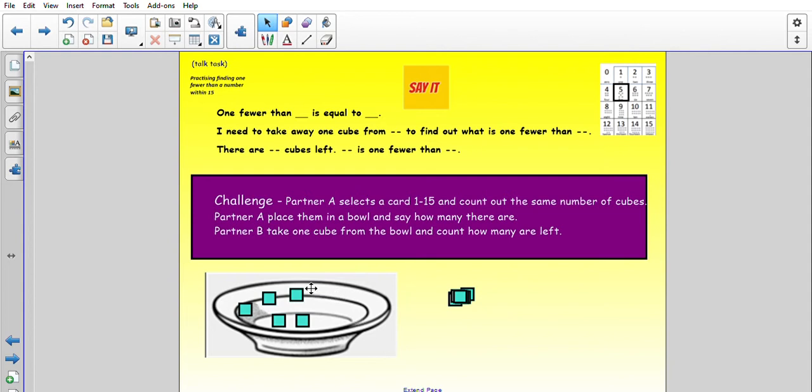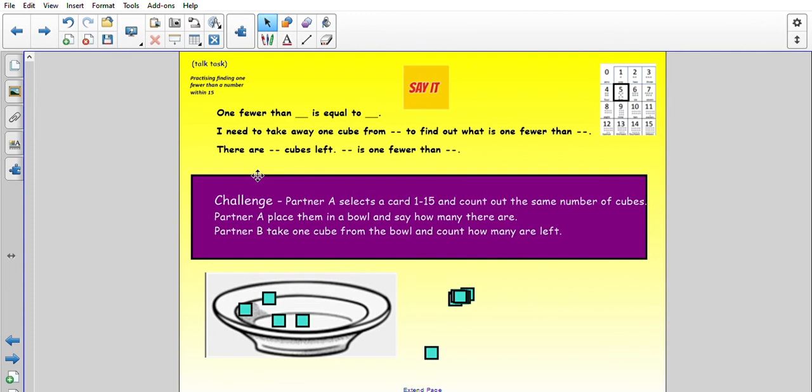Now I'm going to take 1 away. So let's put 1 down here. How many have I got left? Well done. So I can say 1 fewer than 5 is equal to 4. This is the tricky one. I need to take away 1 cube from 5 to find out what is 1 fewer than 5. There are 4 cubes left. 4 is 1 fewer than 5.